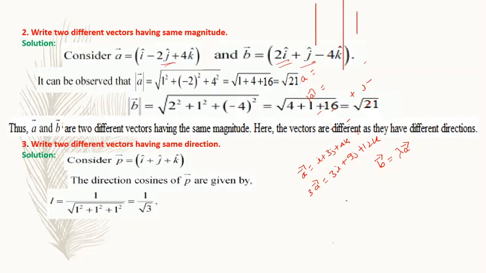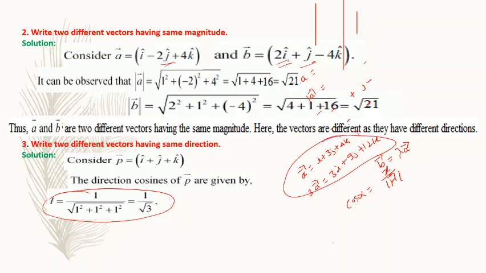So what's the formula? Cos alpha is equal to x divided by magnitude of r, correct? This we have discussed in the class. Cos alpha is equal to x divided by magnitude of r. This you need not necessarily write, but if they ask for one mark, when they ask you to write different vectors with the same direction, this is the way you present it.